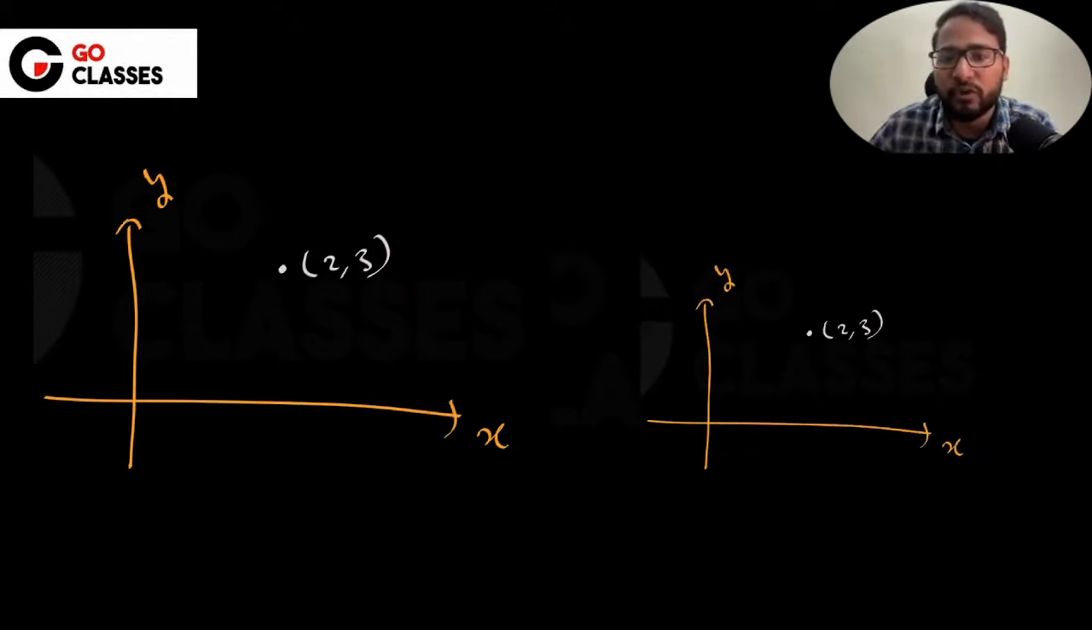Both are perfectly fine. So you can represent a vector just like a coordinate, or you can represent a vector just like an arrow. Both are perfectly fine. Let me know if that makes sense to all of you. So I hope the vector definition is clear to everyone. So this is how the vector looks like.